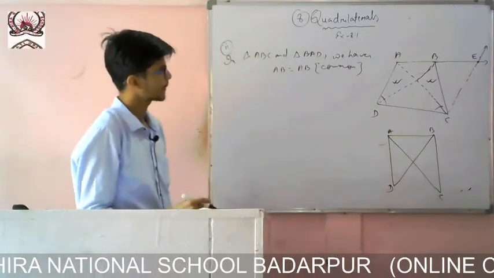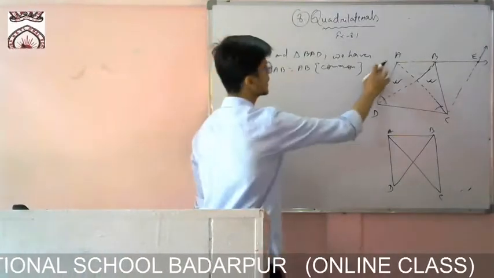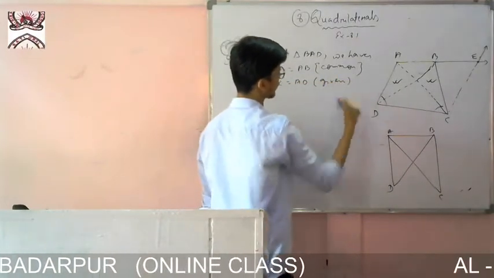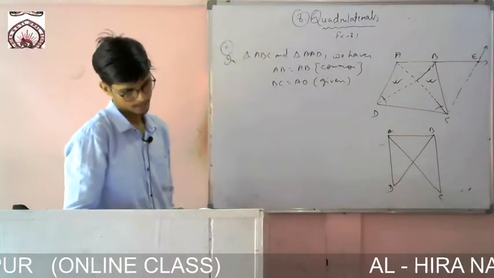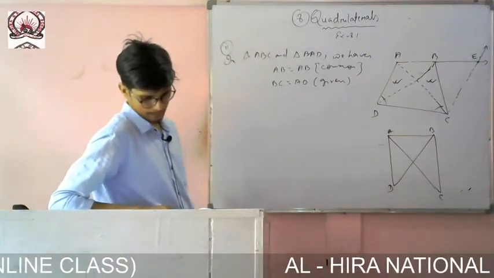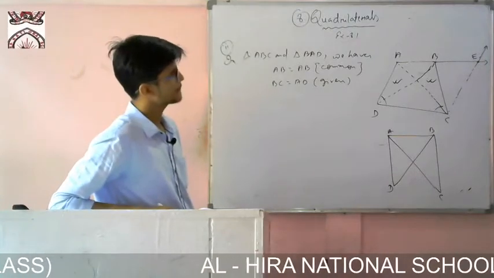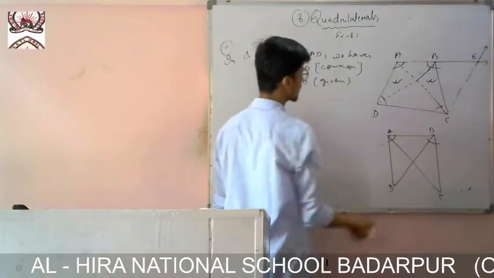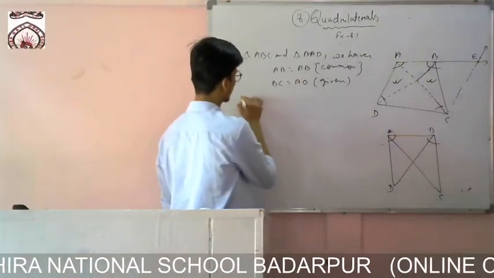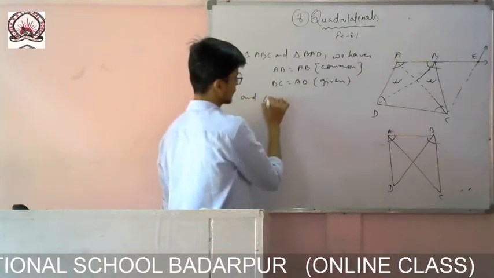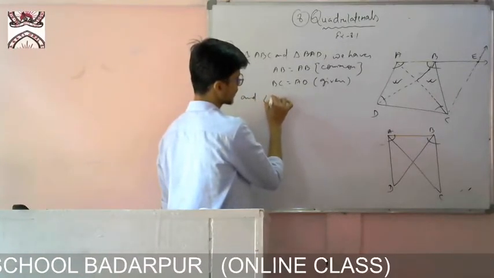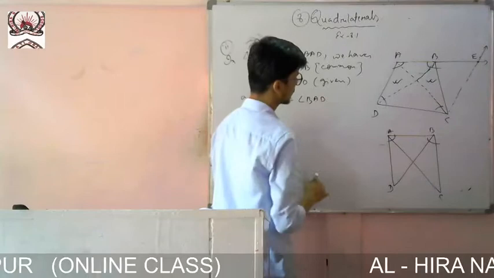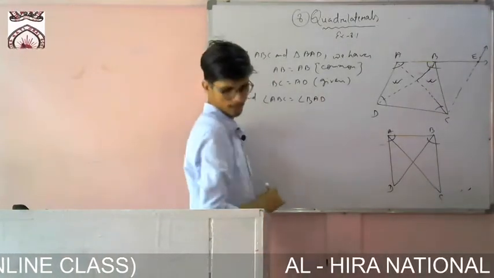Then BC and AD are the same, it is given. BC is equal to AD. And angle ABC and angle BAD, we have now proved these two angles are equal. Angle A is equal to angle B. So I can write angle ABC is equal to angle BAD, or DAB, whatever you write. We have proved this earlier.